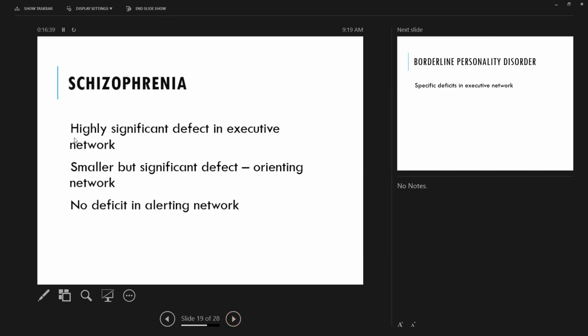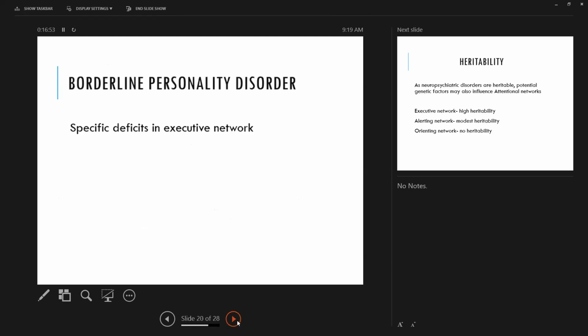Schizophrenia: in this, highly significant deficits are seen in executive networks, smaller but significant deficits are seen in orienting networks, and no deficits are seen in alerting networks. Borderline personality disorder: there are specific deficits in the executive network.